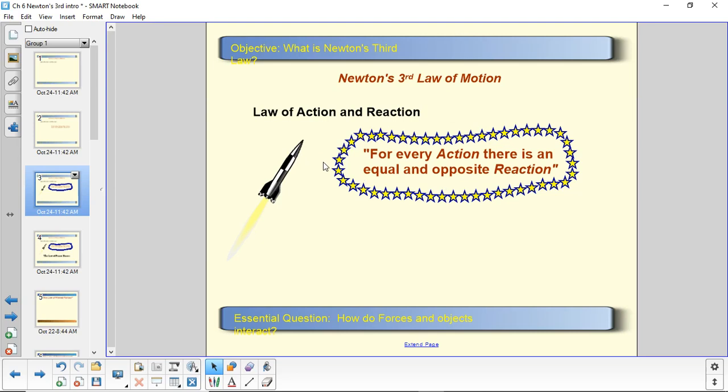The example he often gives is rockets. Hey, this is why rockets are able to fly in space. And they never really explain why, but hey, what are you going to do? Anyway, I kind of don't like this one.